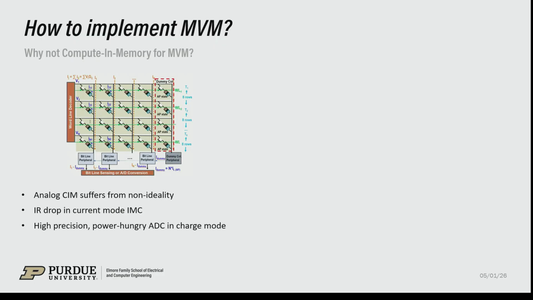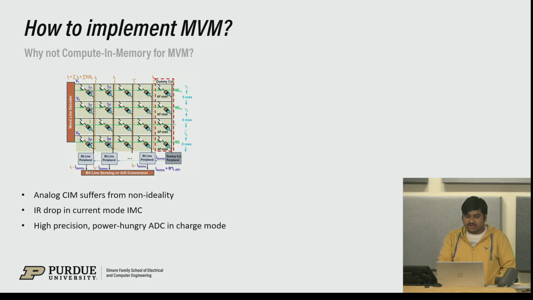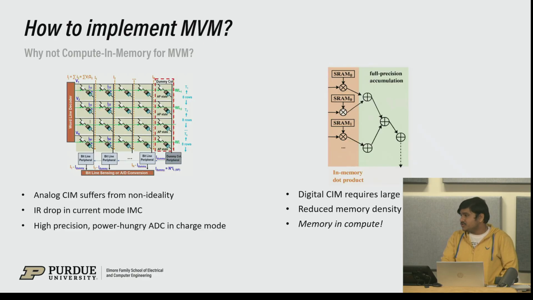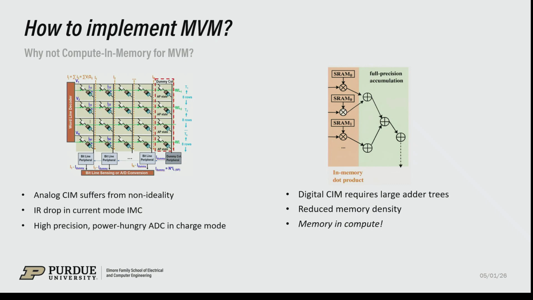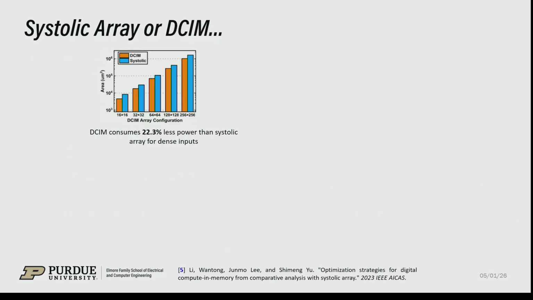We know that analog compute in memory will suffer from analog non-idealities and the IR drop in the bit line. Also, charge based analog compute in memory will have a drawback because the ADC will take up a lot of area and also power. On the other hand, digital compute in memory is very accurate, but it requires large adder trees, and therefore it reduces the memory density. So effectively it is not compute in memory, it becomes memory in compute. Since DCIM is highly accurate, we will look into digital based compute.